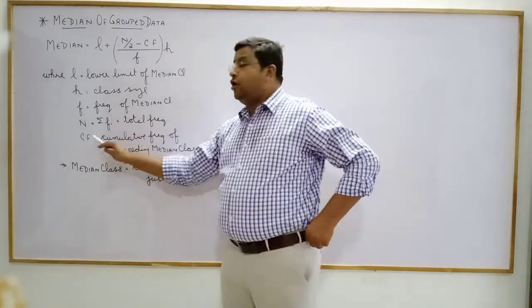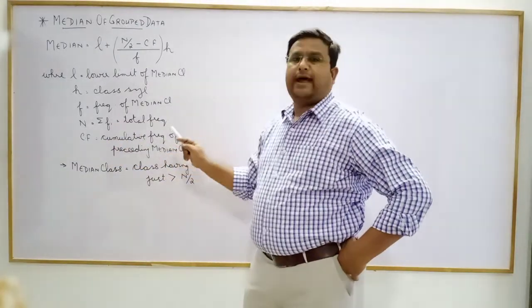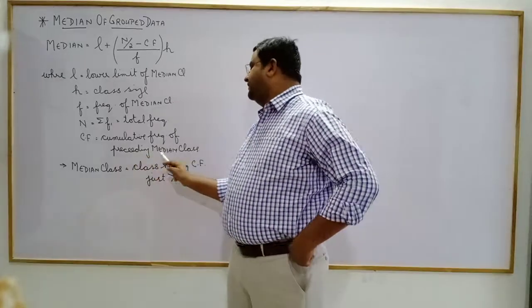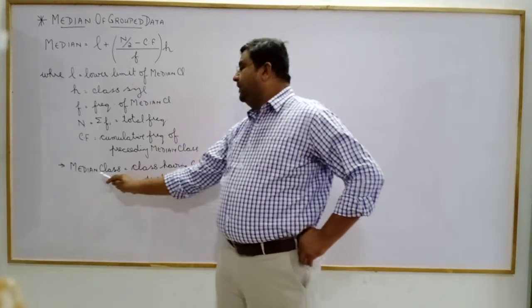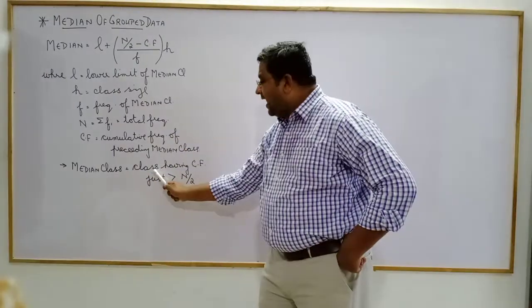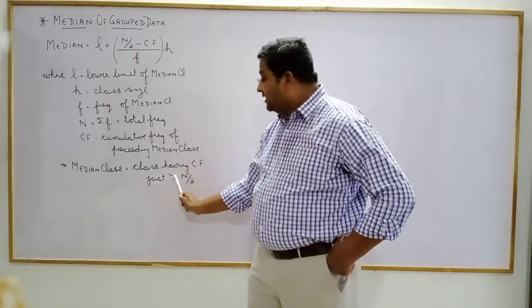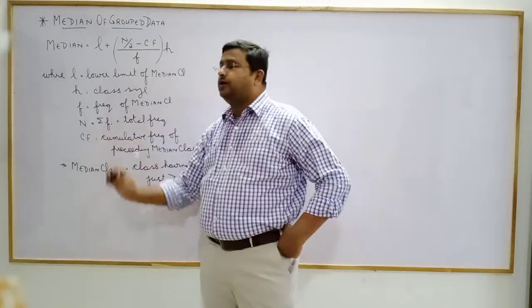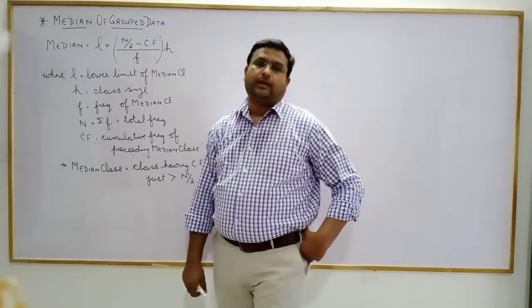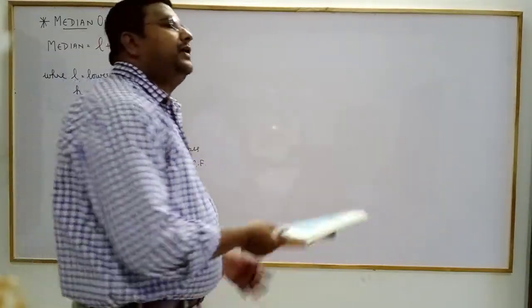CF is the new one, cumulative frequency. We will come to that. CF is the cumulative frequency of the class preceding the median class. So everything you can see is depending on the median class. What is the median class? The class having CF, that is cumulative frequency, just greater than n by 2. What was n? n was the total frequency. Clear? So here you have to do a simple application. One extra table will be required, that of cumulative frequency.